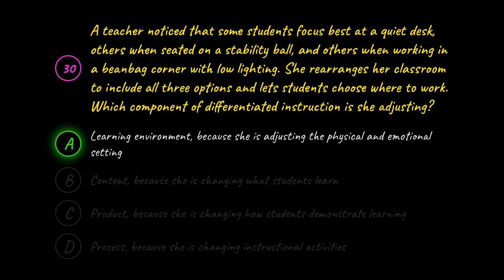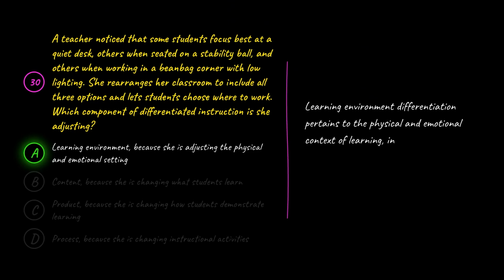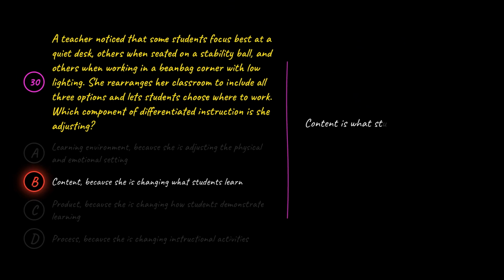The correct answer is A. Learning environment, because she is adjusting the physical and emotional setting. A is correct because learning environment differentiation pertains to the physical and emotional context of learning, including seating, lighting, and noise level. Offering desk, stability ball, and beanbag options is a direct adjustment of the learning environment. B is wrong because content is what students are learning. The teacher has not changed the material being taught.